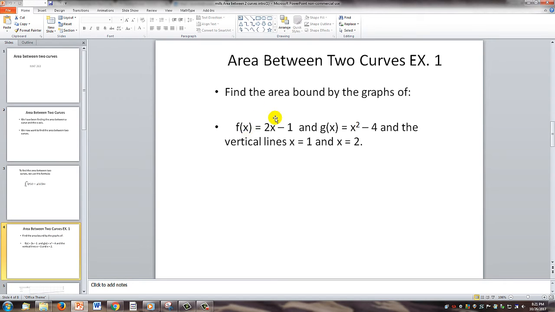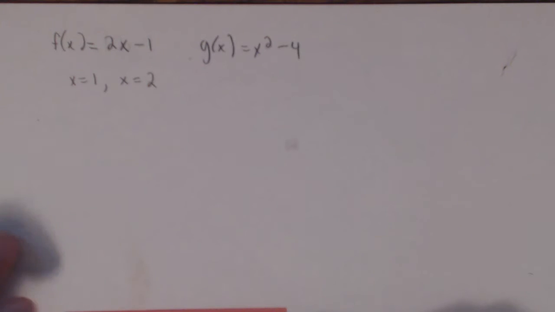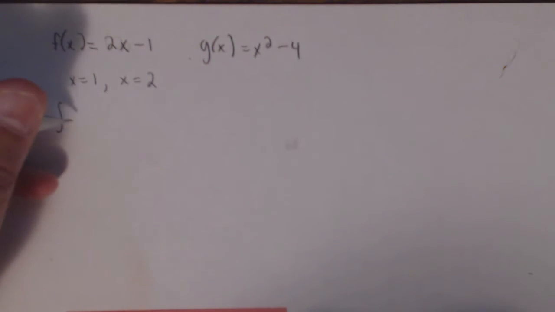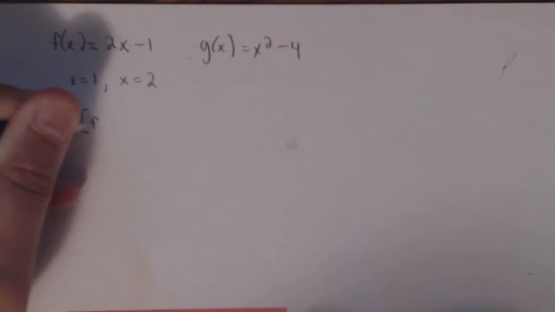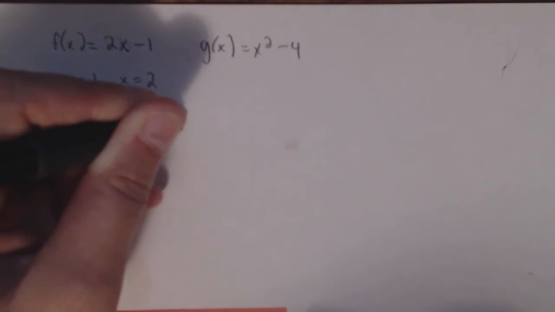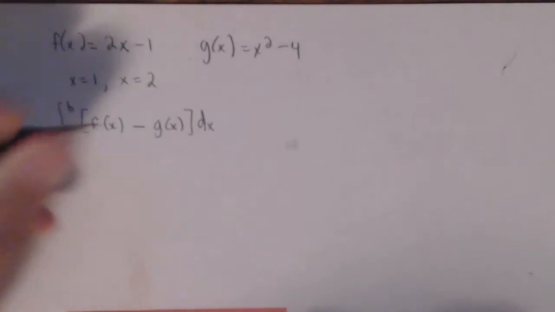The first example says find the area bound by the graph of f of x equals 2x minus 1 and g of x equals x squared minus 4, and the vertical lines x equals 1 and x equals 2. Okay, so if we did this by hand and we want to find the area between these two curves, we would use this formula, the integral from a to b of f of x minus g of x dx.